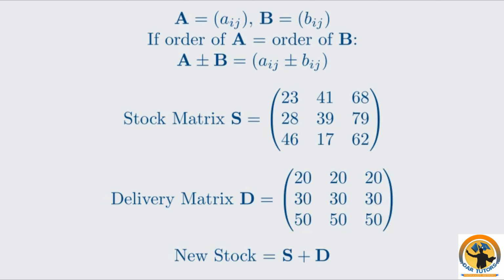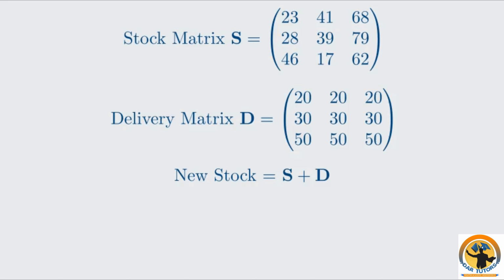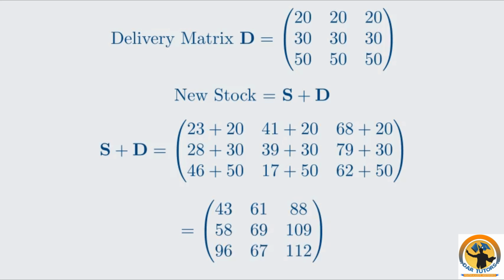To add them, we combine corresponding elements. The element in the first row, first column of the new stock matrix will be 23 plus 20, which is 43. We do this for all 9 elements. This results in a new matrix of the same 3 by 3 order, showing Thao's updated stock.